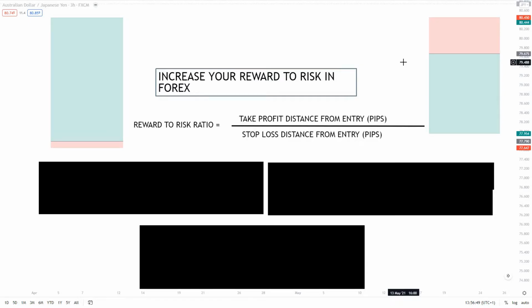Alright guys, so welcome to my computer screen. So I just wanted to show you guys how to increase your reward to risk in Forex.